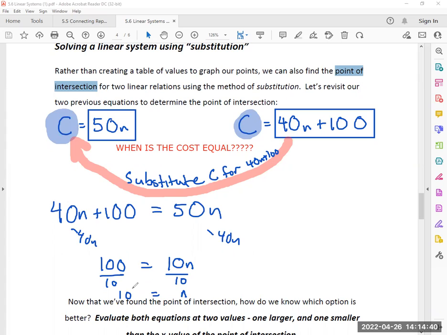You could do it by graph. You could do it by t-tables. You could do it by equations. The point of intersection, math is just a language where any angle you go, you can get the same result. It's just a matter of you being able to speak all aspects of it.